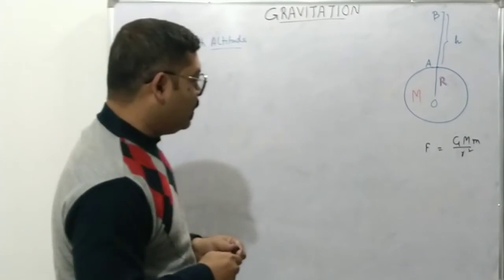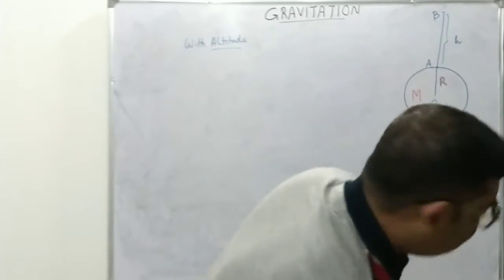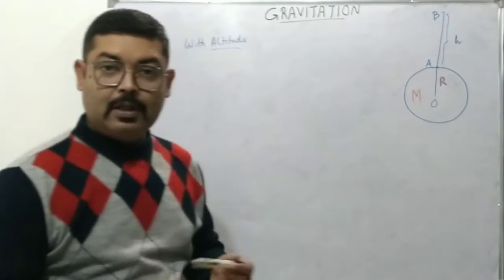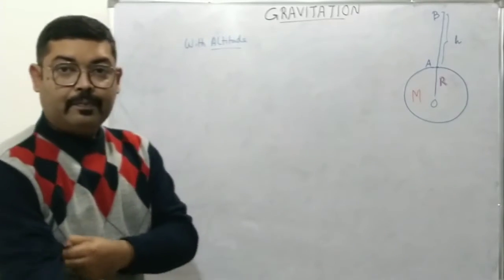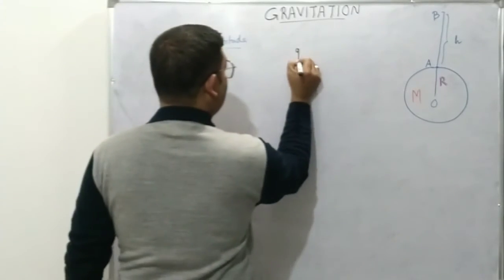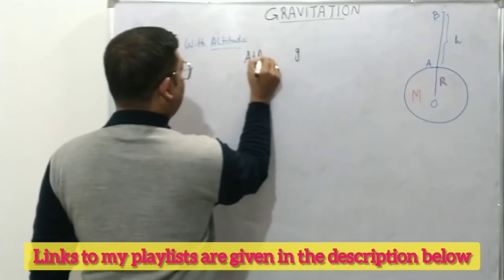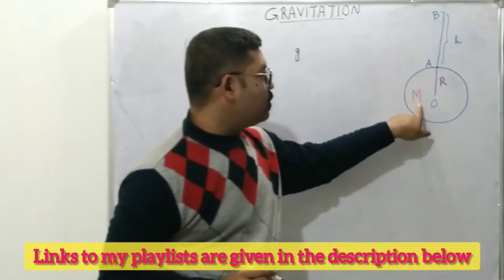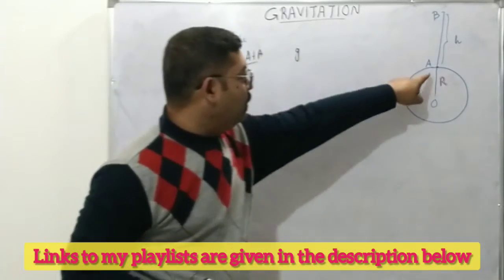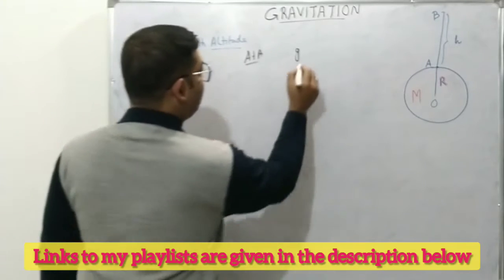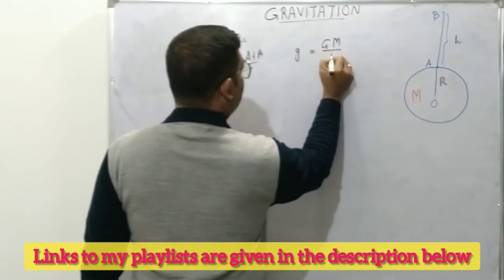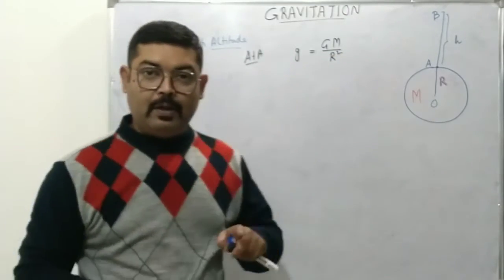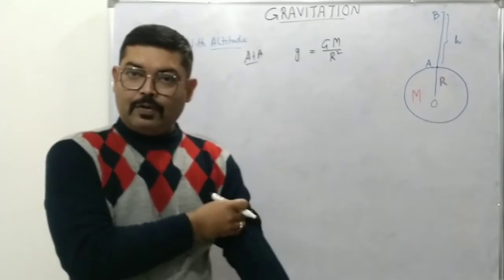Now, first and foremost, we already know that when the object is at earth's surface, as we have discussed in the previous video, g will be given by, at point A, which is on the surface of the earth. If this is the earth, M is the mass of the earth and R is the radius of earth, then at point A on the surface of earth, g will be given by GM by capital R squared, as we have found in the previous video. If you haven't seen that video, the link will be given in the description. You can always refer to that video.